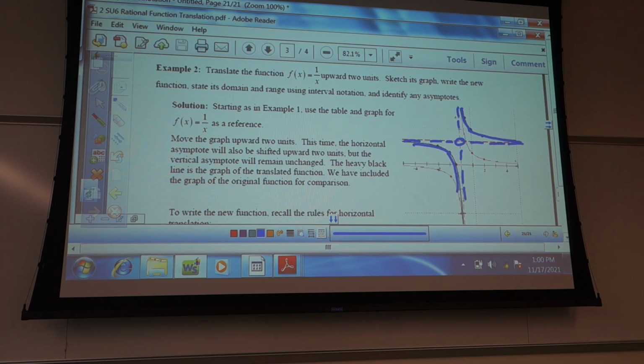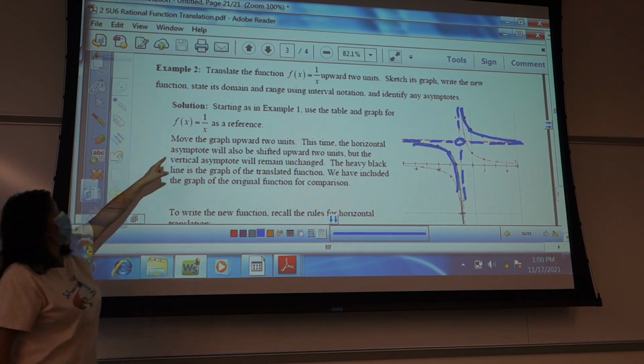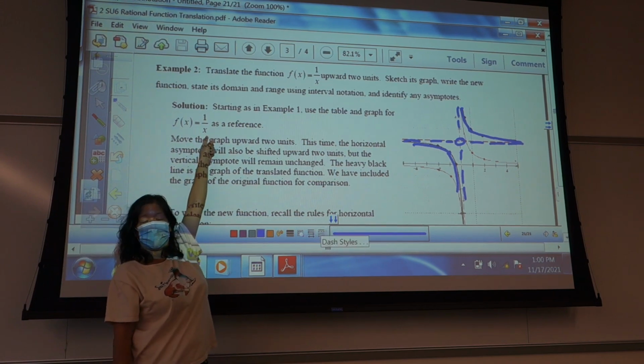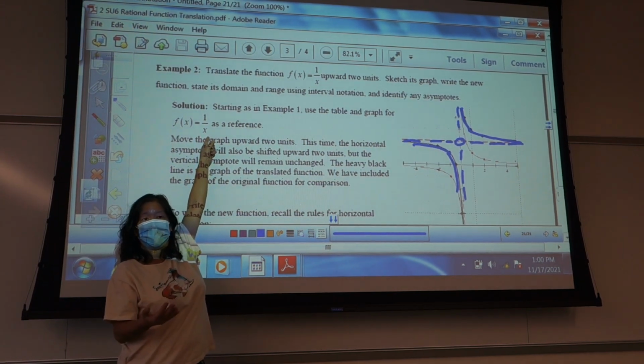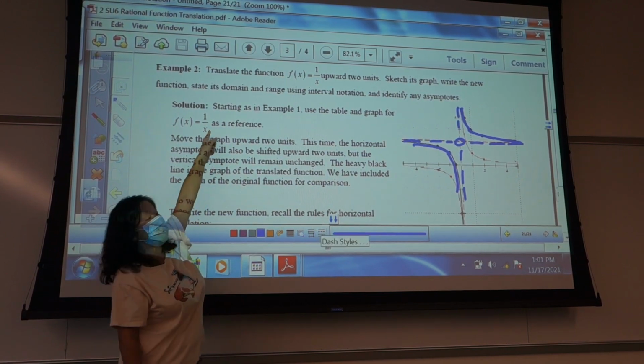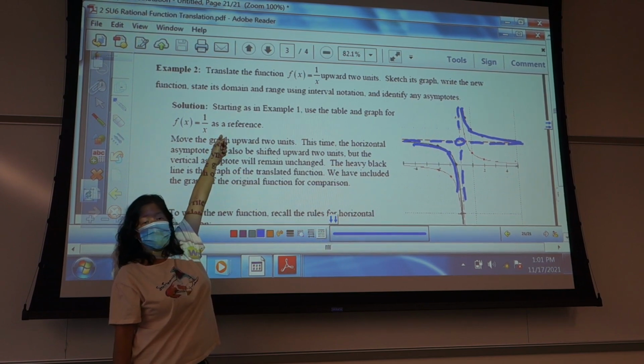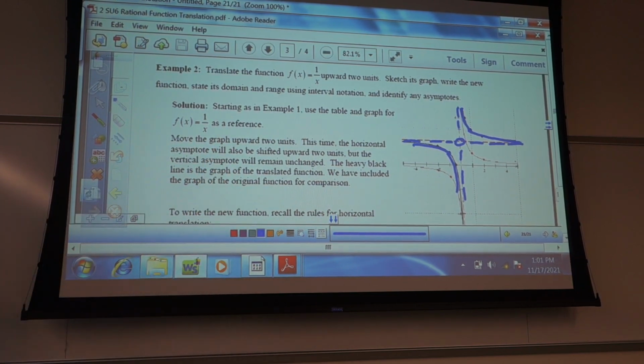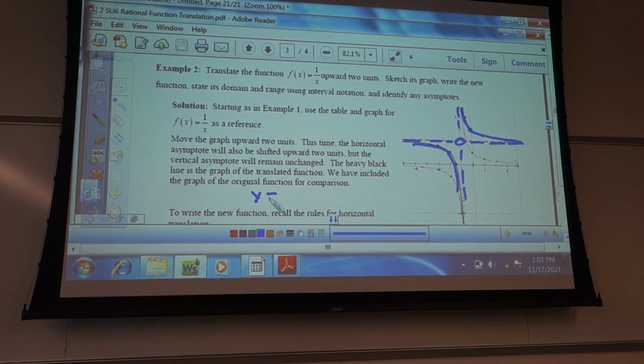If I go up 2, how's this going to change? Is it going to be on the inside or the outside? Outside. Up-down is on the outside. So I would just add 2 to the end. Good? Everyone understand this? So up 2 would be y equals 1 over x plus 2 on the end. That's my up 2.